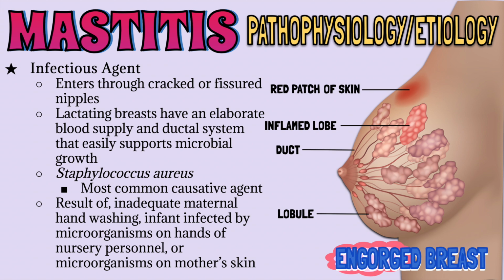Now, where does the infectious agent come from? It could come from inadequate hand washing of the parent. The infant may be infected by microorganisms from someone that works in the nursery, or it could come from microorganisms on the mother's skin. Also, stasis of milk in the ducts could also lead to infection.